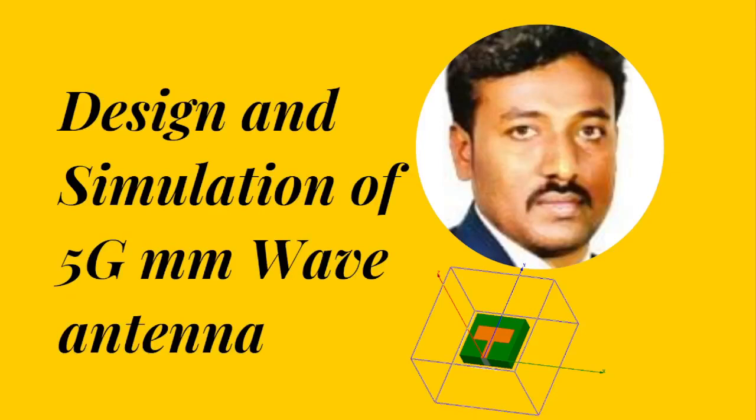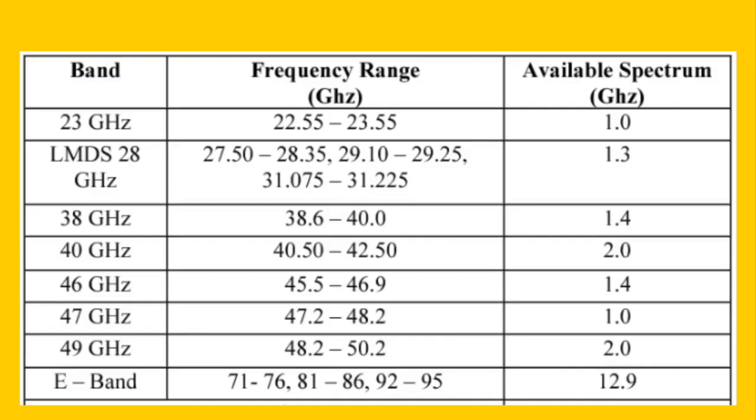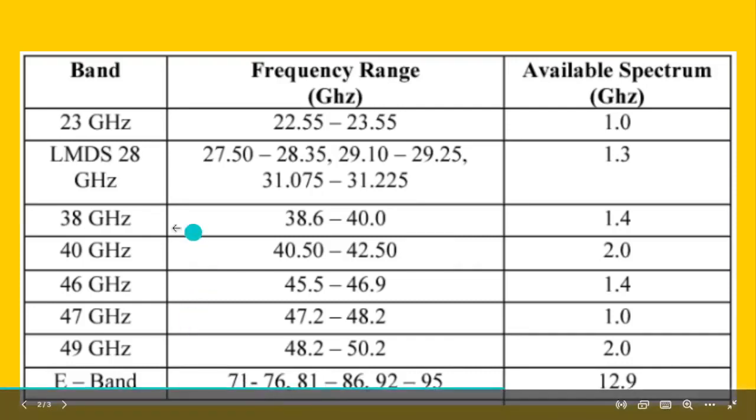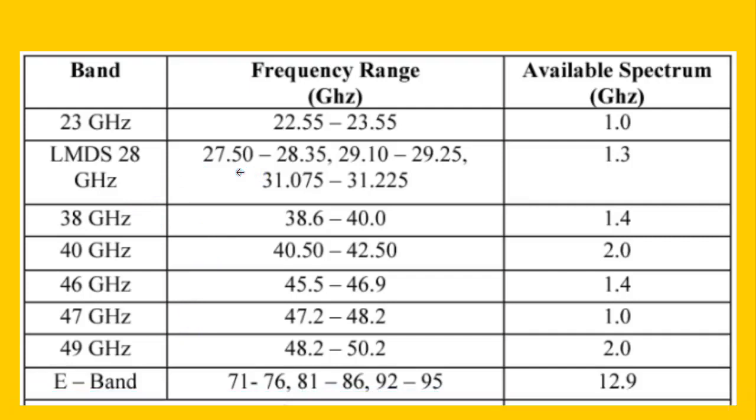In this video, I'll be showing you how to design and simulate a 5G millimeter wave antenna. These are some of the frequency bands which are available for 5G technology. In this, I'll be concentrating on this LMDS 28 GHz band, which has 27.50 to 28.35 GHz as one band and 29.10 to 29.25 GHz as another band. This is where I'm designing my antenna to work in the 28 GHz frequency band.